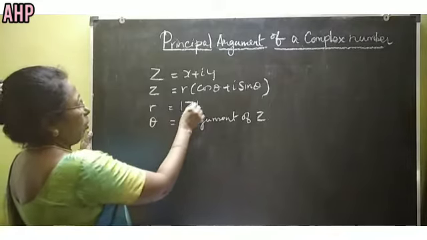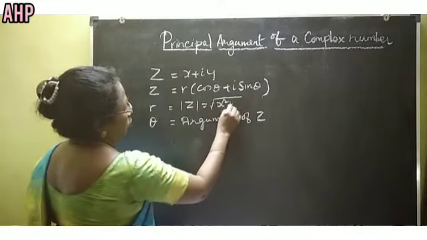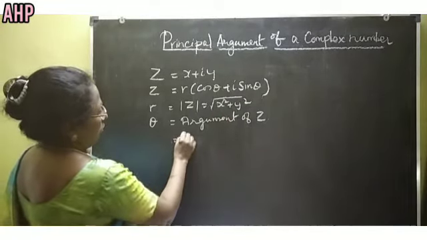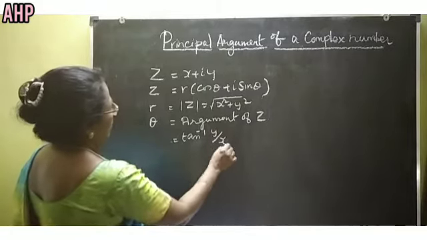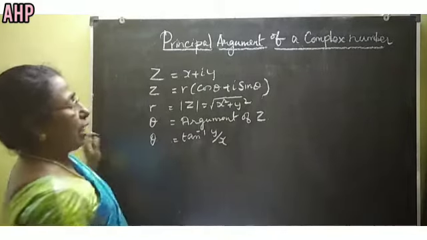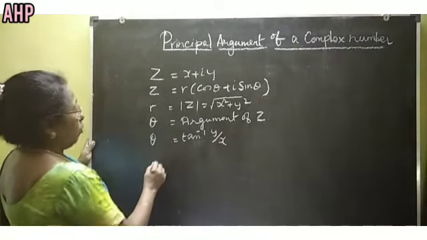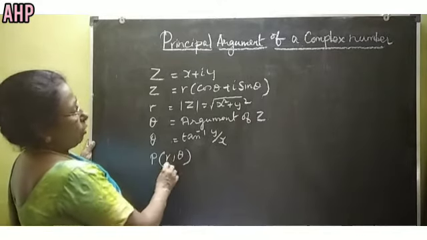So this r, modulus of z, is equal to root of x square plus y square, and the argument of z, theta, is equal to tan inverse y by x. So theta value is equal to tan inverse y by x. Therefore in general we denote polar coordinates as P of r comma theta, where r is the modulus and theta is its argument.